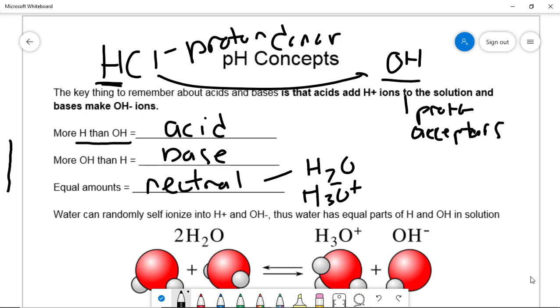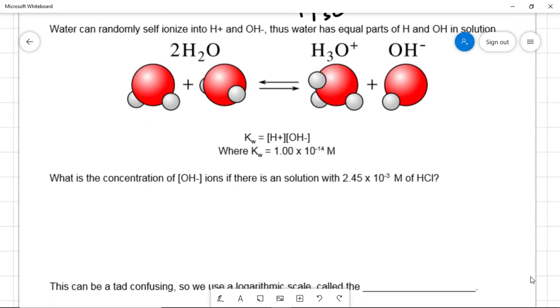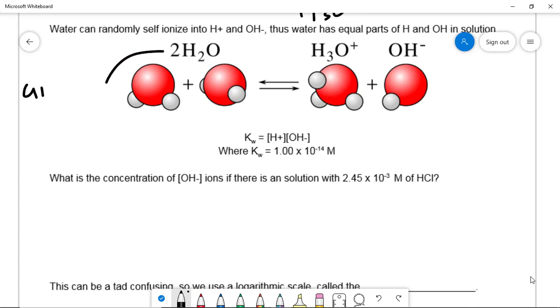So that gives us some interesting things that we can think of when we think about acids and bases. We can think of water as self-ionizing. Remember, water is amphoteric, meaning that it can be an acid and a base.